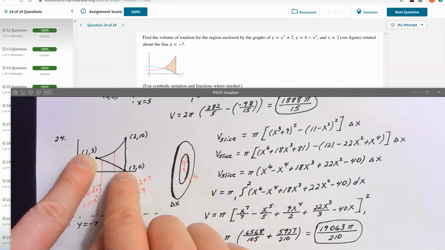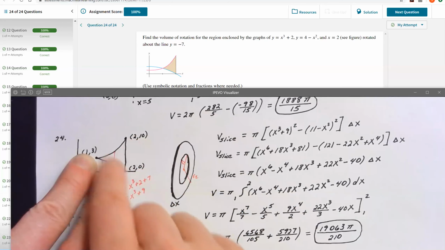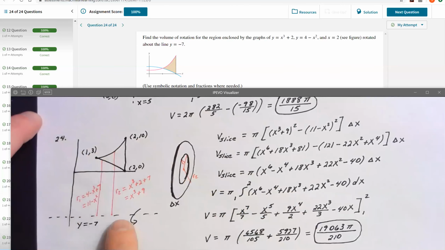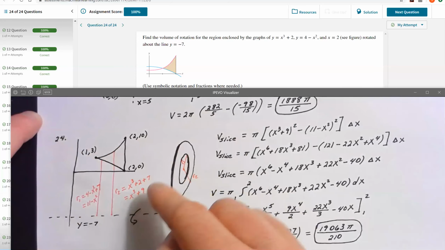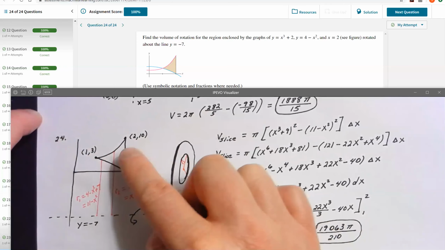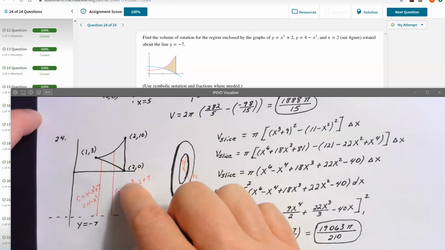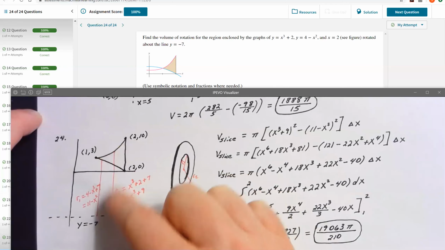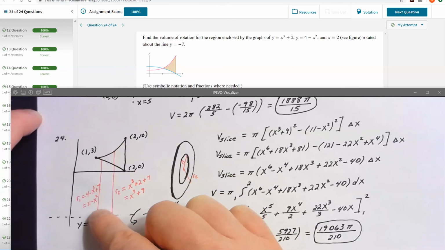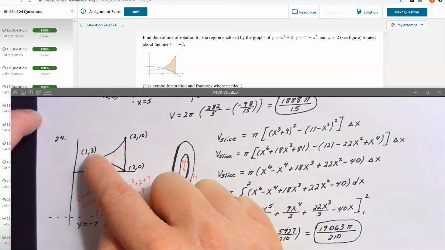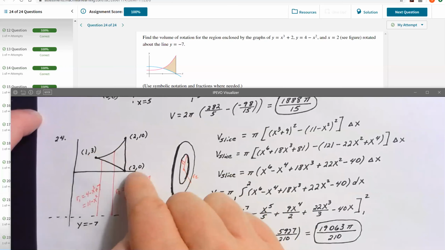4 minus 2 squared becomes a y value of 0. So I have this region right here, and I'm rotating that region about the line y equals -7. As soon as I saw a horizontal axis of rotation, I thought I need to do slicing. I'm going to need to find the shorter radius and the longer radius. The shorter radius goes from the axis of revolution to the lower curve. The lower curve is my 4 minus x squared here.